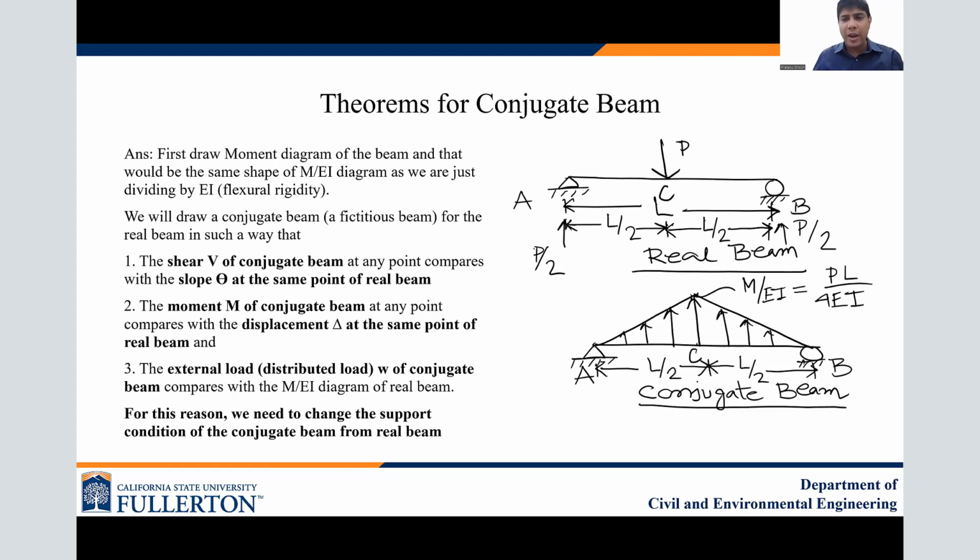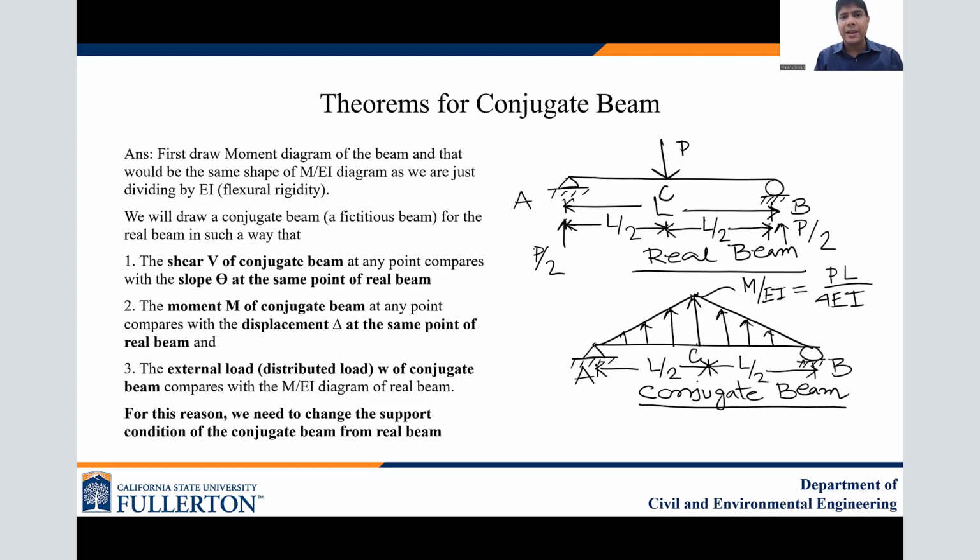So let's say we are given a real beam, which is the first figure: a simply supported beam of length L, with just one concentrated load P acting downward exactly in the middle of the beam. So this is your real beam, with real supports and real loading. Now our aim is to convert this real beam to a conjugate beam. So how do you convert? There are certain steps.